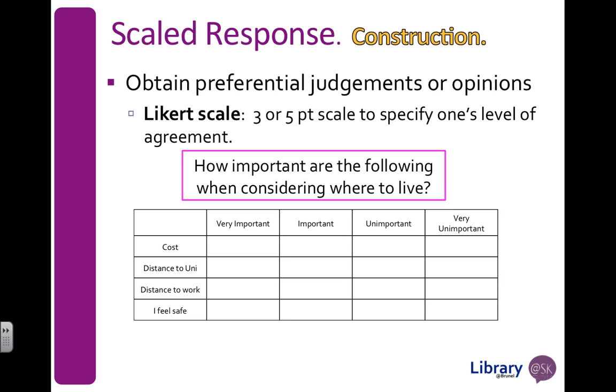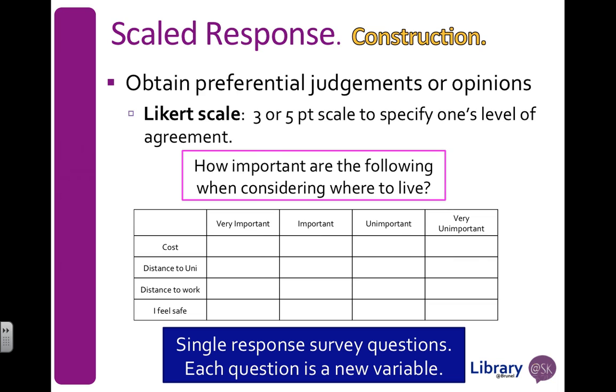Now, even though these are in a grid, it's actually 4 separate questions. I've got questions 1 to 4: how important is cost, how important is the distance to work, how important is it that you feel safe. Those are 4 separate questions, which means there'll be 4 separate variables. And because they all have the same responses, I want to give them all the same codes. So 1 for very important, 2 for important, 3 for unimportant, and 4 for very unimportant.